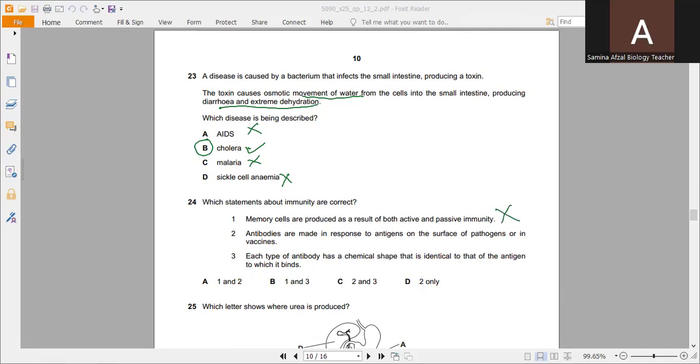And statement number 2: antibodies are made in response to antigens on the surface of pathogens or in vaccines. Yes, when any antigen or microbe enters the body, as a result of that, the pathogens produce toxins in the body.